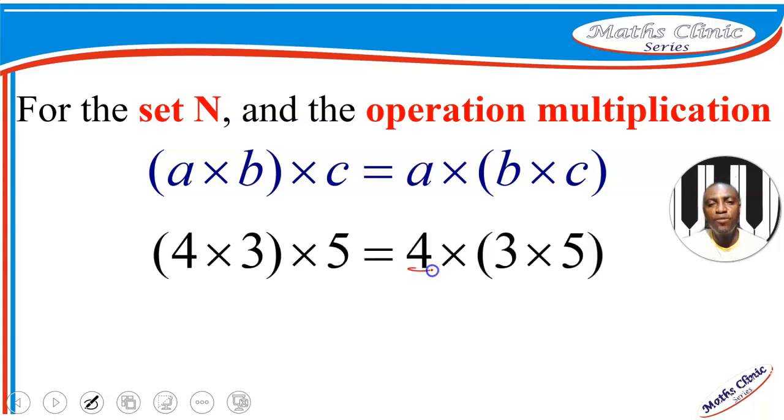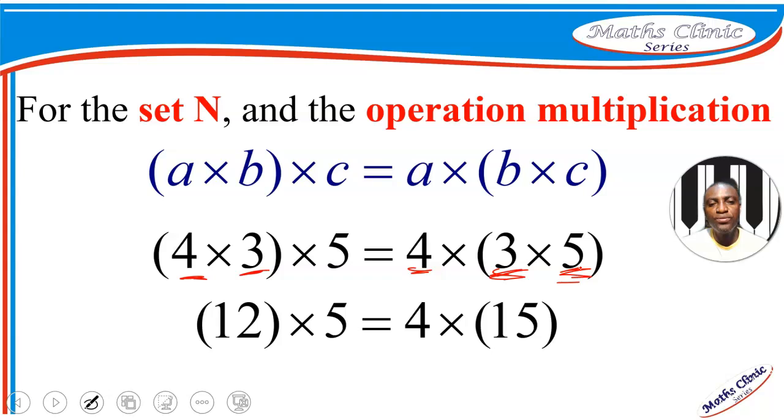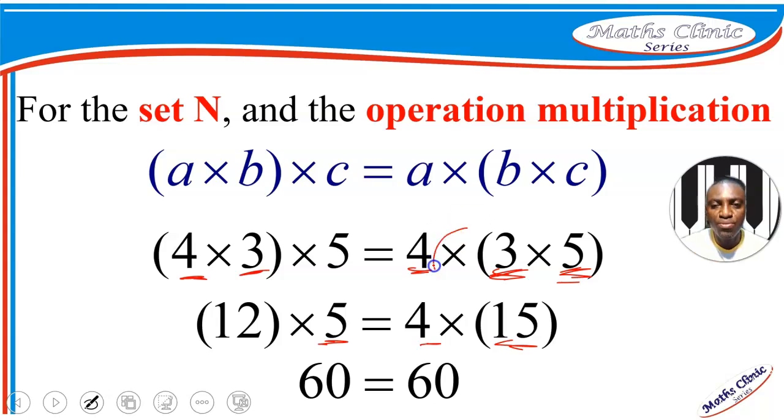Now, if I do the same thing for multiplication, say I have 4 times 3 times 5. I'll do 4 times 3, which will give me 12, and here I'll do 3 times 5, which will give me 15. Then I have 12 times 5 here and 15 times 4 here. 12 times 5 gives me 60, and 15 times 4 also gives me 60. Since the left-hand side is equal to the right-hand side, my conclusion is that multiplication is associative.